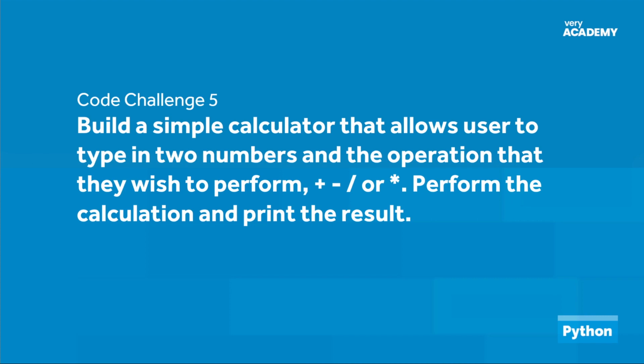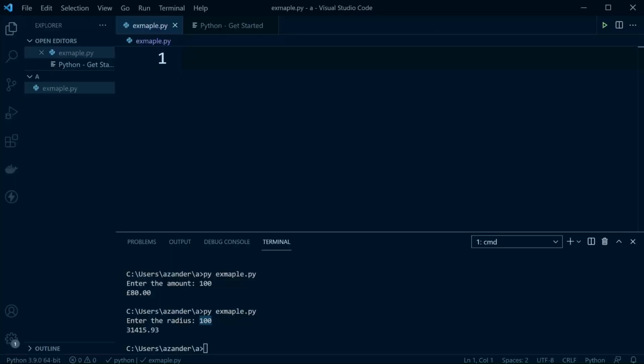So we're going to have 2 inputs. Then we're going to have a third input, and we're just going to ask the user to type in plus, minus, divide, or times. That's what we're going to do. So then we're going to take that data, and then we're going to perform the calculation. So go ahead and give it a go. Else, let's have a look at how this is done.